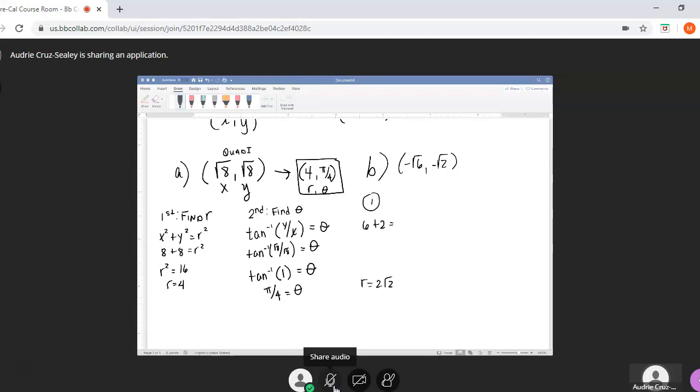All right, so here we go. So is everybody okay with this? You would have 6 plus 2 equals R squared, because I squared both of them. And so then R squared equals 8. And so then R equals 2 the square root of 2. Everybody okay with that? Any questions?